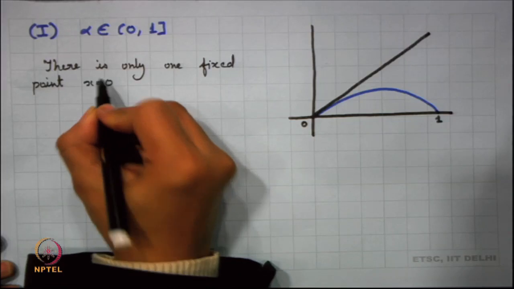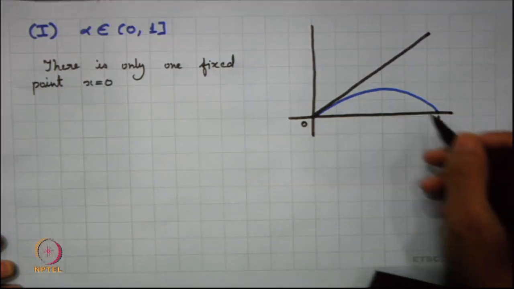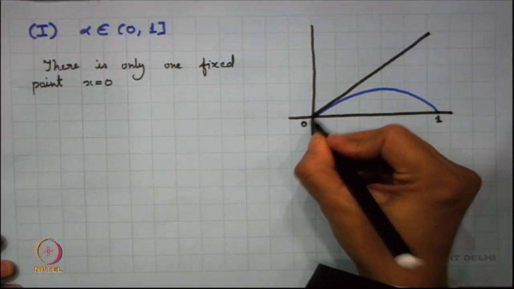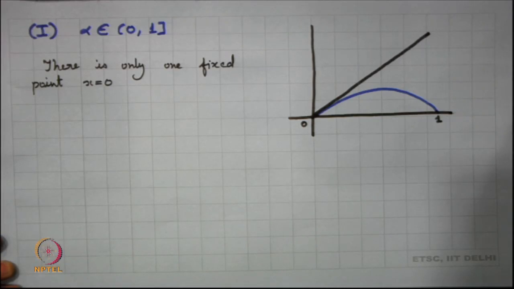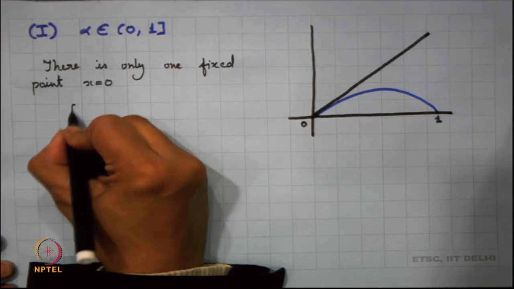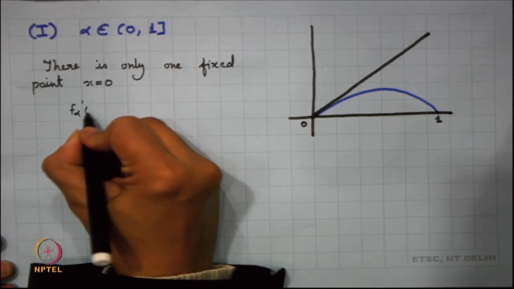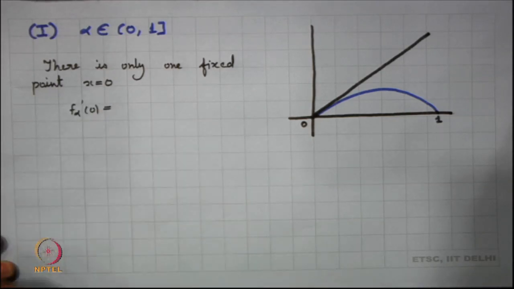And that fixed point is x equal to 0. And you can easily see from this graph that this is the only fixed point, x equal to 0. What happens to f alpha prime of 0? What is that equal to?